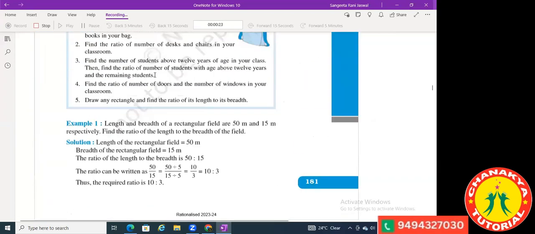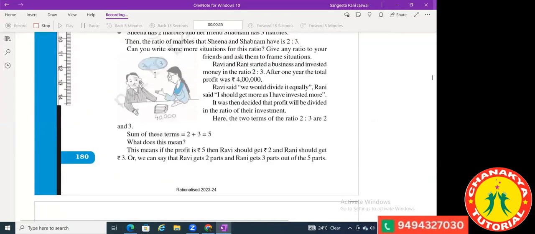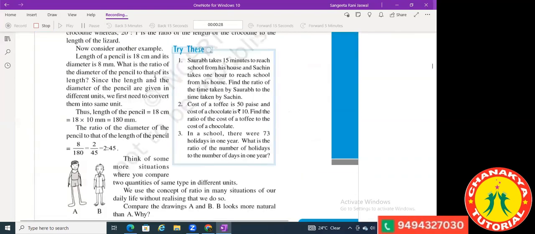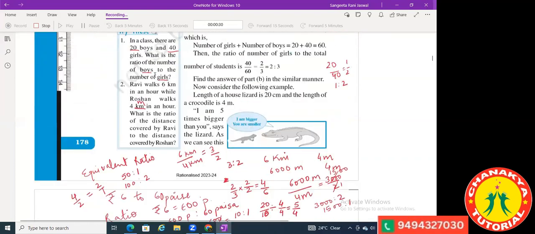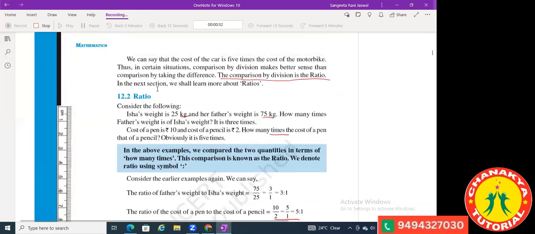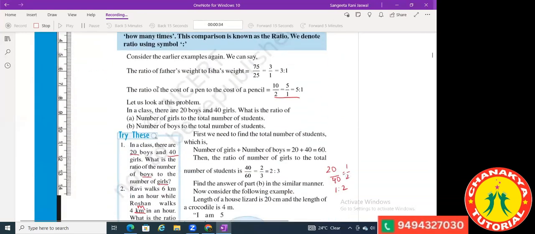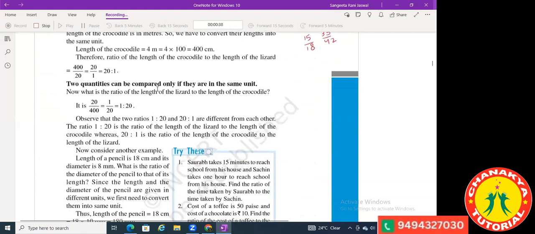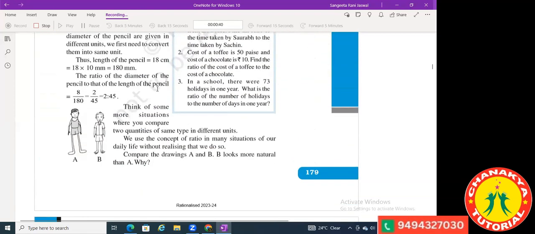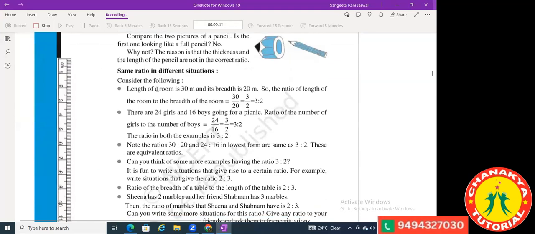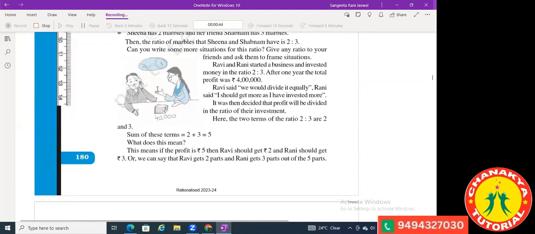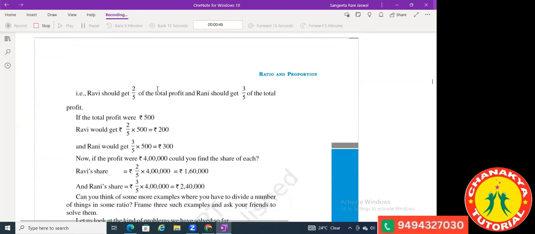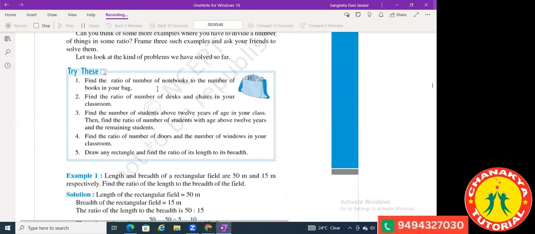So today we'll be starting by revising the exercises we had done till here. That was just the introduction part. These are the examples of your textbook. So shall we move on to the exercise part? Yes, ma'am. Okay.